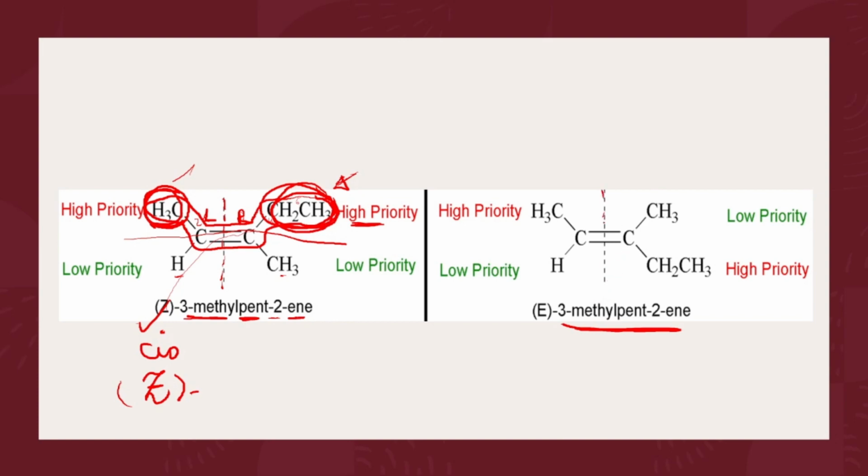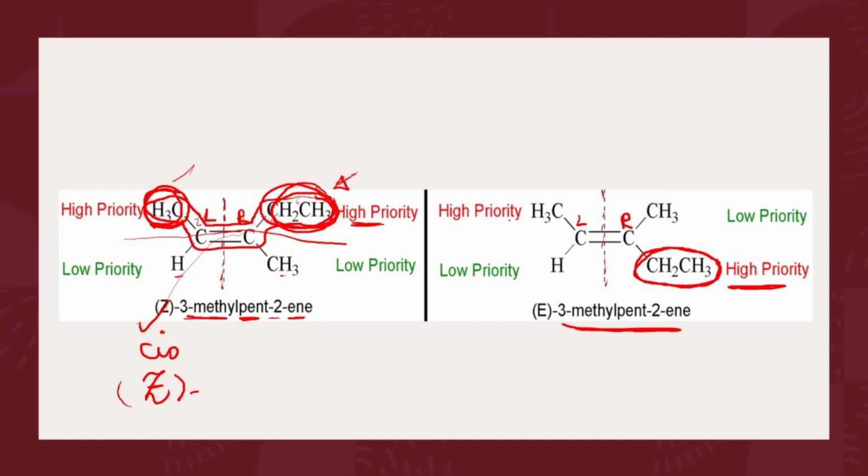So we are going to cut the double bond into two. We are going to draw a line to cut the double bond into two. Now we have carbon at the right and carbon at the left. For the carbon at the right, which of the two groups attached has the higher molecular weight? Of course, I have here ethyl. The ethyl group is higher in molecular weight than the methyl. So we say that this is the group of high priority.